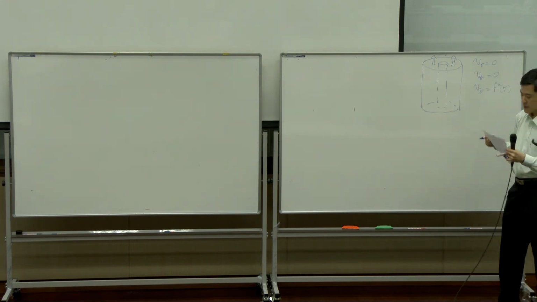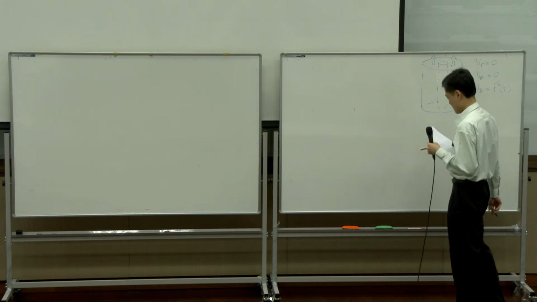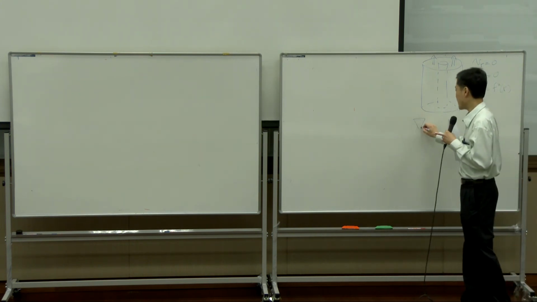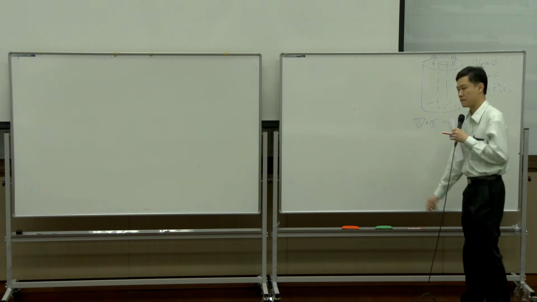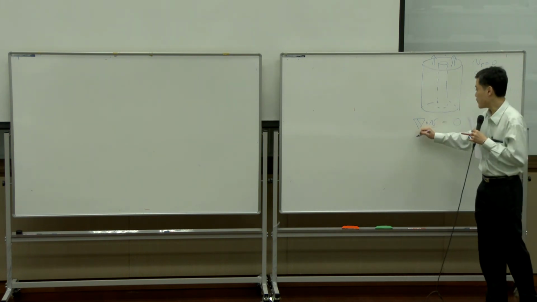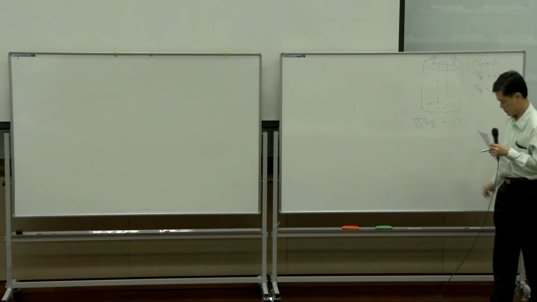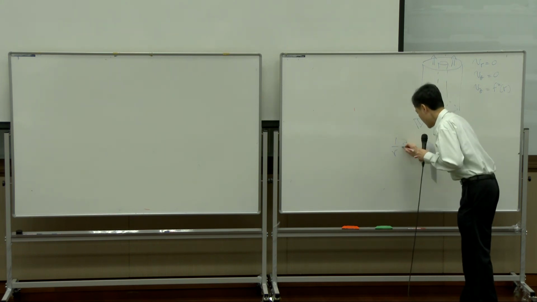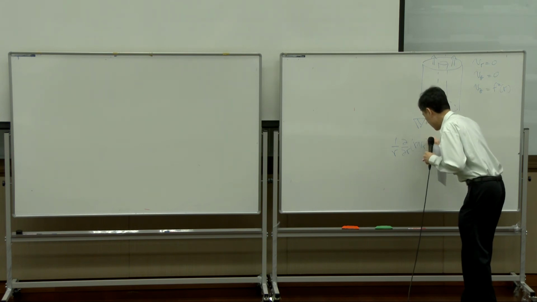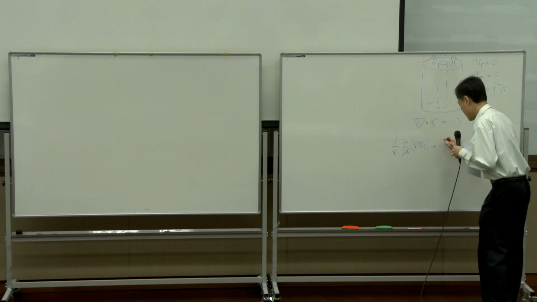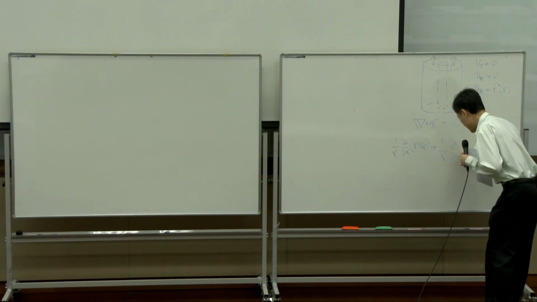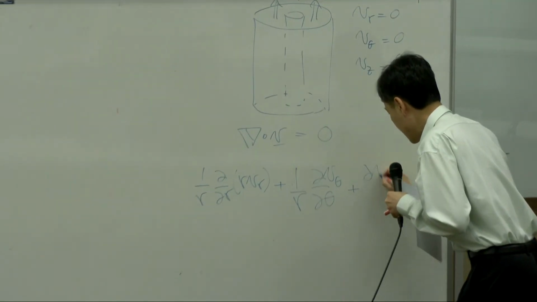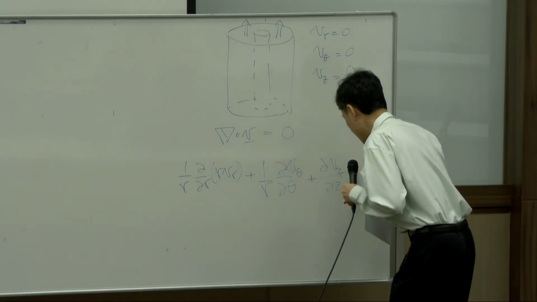If you set up the equation of continuity, again under the assumption of incompressible fluid, you should get del dot V equal to 0. Now if you expand this in cylindrical coordinates, you end up with 1 over r d by dr of r Vr, plus 1 over r d by d theta of V theta, and dVz by dz equal to 0.